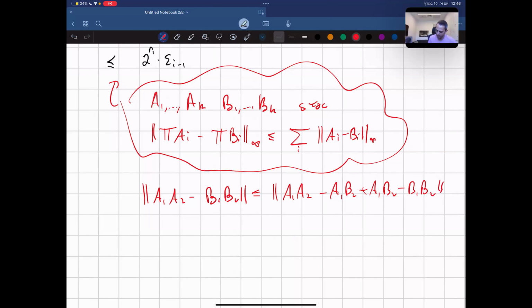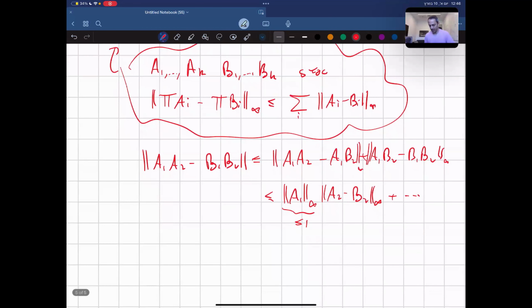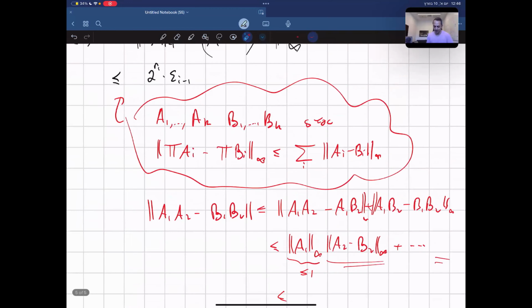Then you can put it like that because of the subadditivity. And then because of the submultiplicativity of the infinity norm, you can pull out the A1 infinity norm outside, plus here also the B2. And this is at most 1, because it's a stochastic matrix. And therefore you get the sum of them. You get this plus that one, and by induction you can prove it in general.